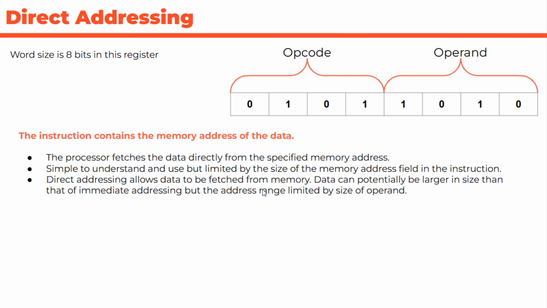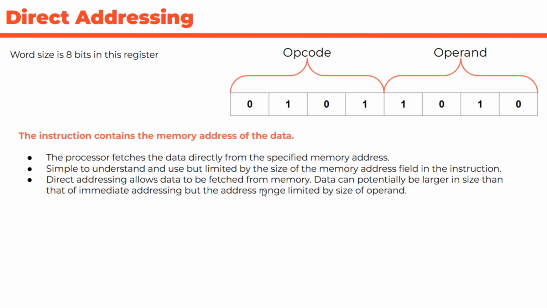So to cobble that all together, direct addressing allows data to be fetched from memory. Data can potentially be larger in size than that of immediate addressing, but the address range is limited by the size of the operand. So here in this example, I've still got a load command because my opcode is 5 and then my operand is 10.